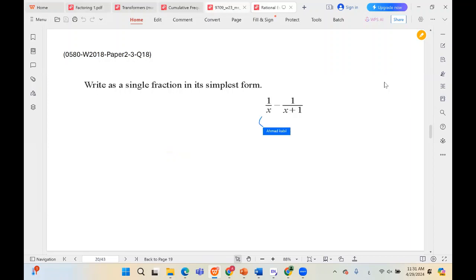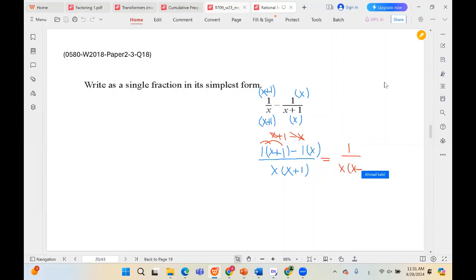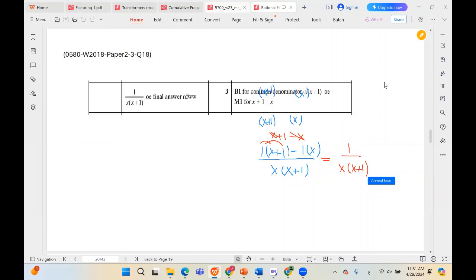One more time, we have x plus 1 here, and we have x here, so that they're common. And we have x plus 1 copied in the numerator, and we have x copied in the numerator as well. So we have 1 times x plus 1 minus 1 times x over x times x plus 1. We now expand and simplify. So this becomes x plus 1 minus x. And if we cancel these out, we're just left with 1 over x times x plus 1. This is the final answer here.